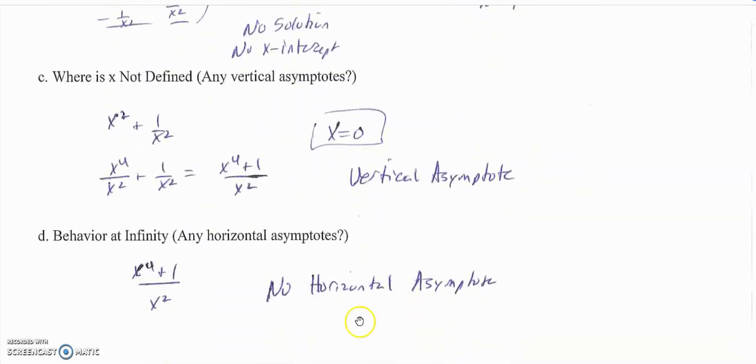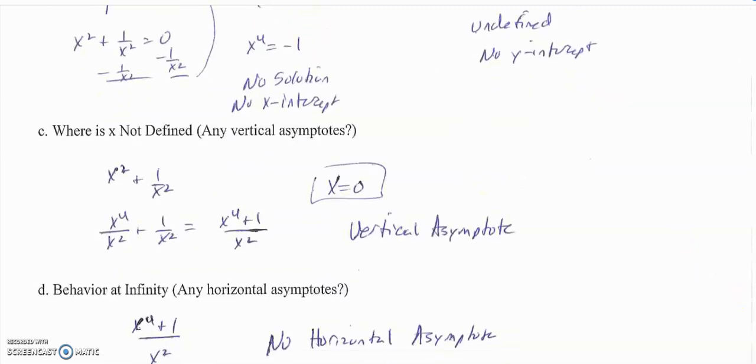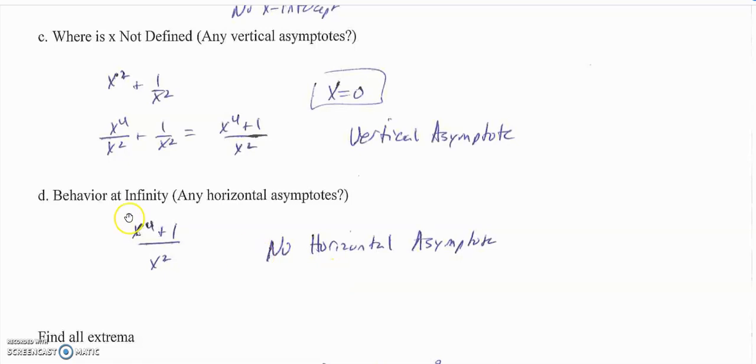And then for horizontal asymptote, we could simplify the original to have x to the 4 plus 1 over x squared, basically trying to find a common denominator here. This would be x to the 4 over x squared plus 1 over x squared, so x to the 4 plus 1 over x squared. And remember your rules for horizontal asymptotes. If the degree of the numerator is larger than the degree of the denominator, there's no horizontal asymptote.